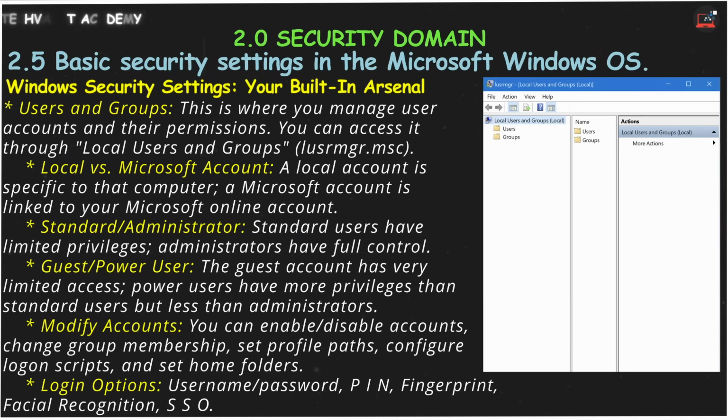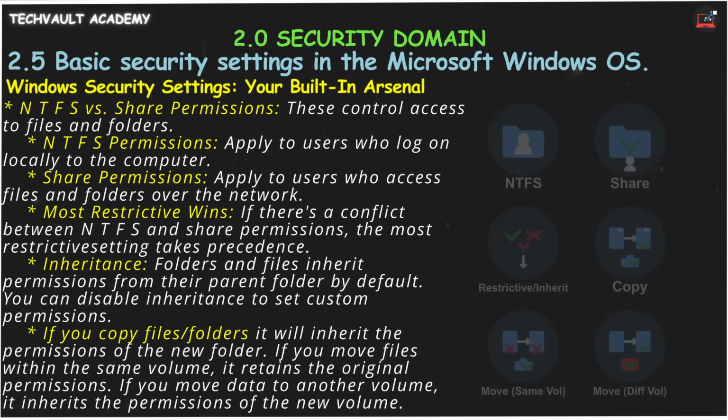Standard versus administrator. Standard users have limited privileges. Administrators have full control. Guest and power user. The guest account has very limited access. Power users have more privileges than standard users, but fewer than administrators. Modify accounts. You can enable or disable accounts, change group membership, set profile paths, configure logon scripts, and set home folders. Login options: username, password, PIN, fingerprint, facial recognition, SSO.